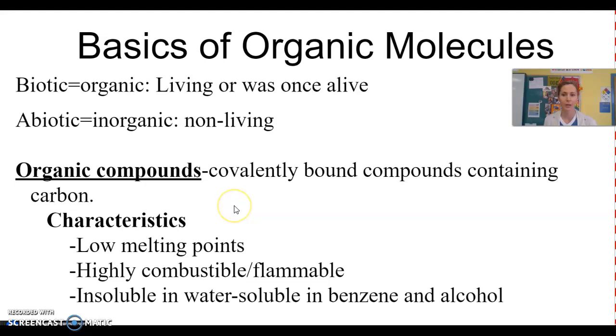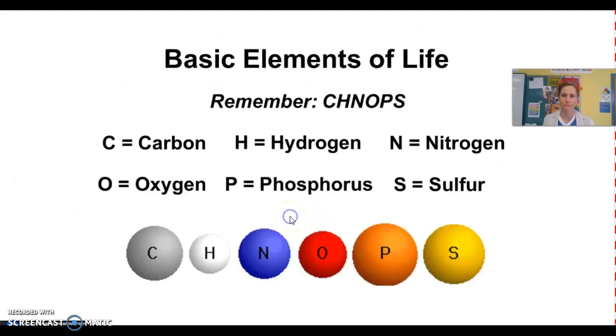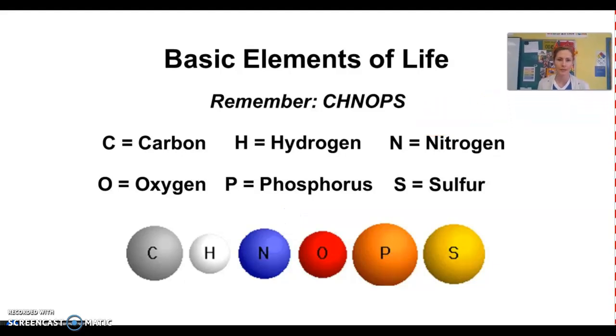Characteristics of organic molecules, they have low melting points. Think of sugar, it melts pretty easily, as opposed to salt. You can't melt salt on your stove. They are highly combustible and flammable. Again, we use oil and things in our gas or in our cars, which were from fossils from the dinosaurs way back when. And they're also insoluble in water, but they are soluble in benzene and alcohol, which we'll talk more about next year.